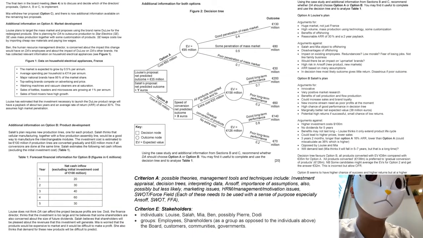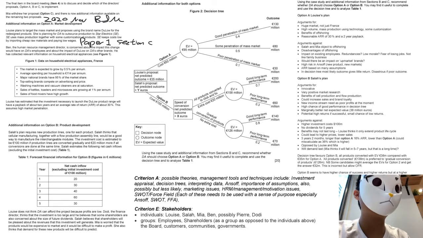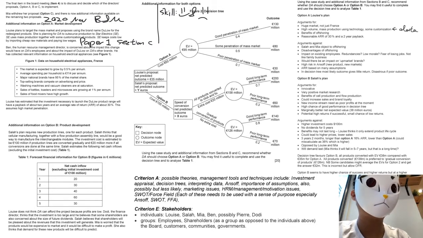This question is taken from the 2020 November Business and Management paper 1, section C. Let's recall the first skill set. Skill set number 1 is to take a look at the passage to find out the arguments for and against. So you may refer to the case on the left hand side, and then you may also refer to the marking guidelines on the right hand side.